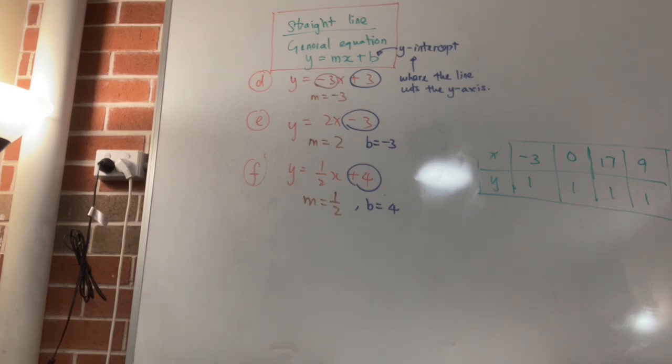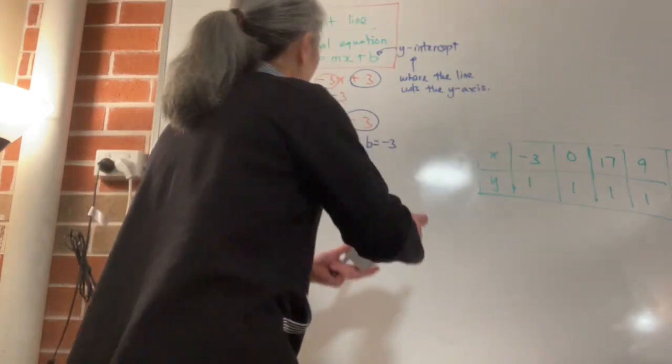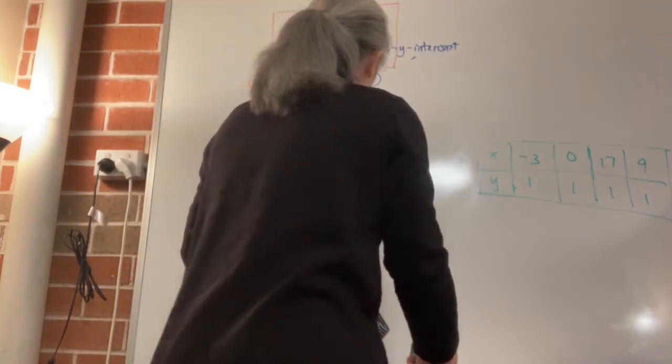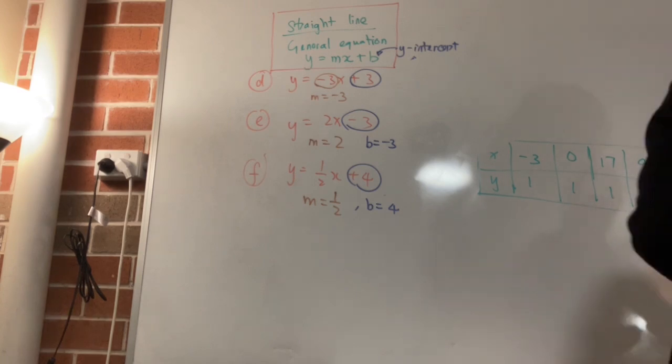So what is your m? The m is always the number in front of the x. Your m, your gradient, equals minus a third, and it cuts the y-axis at 1. You see, the line cuts the y-axis at 1. Yes, b equals 1, that's right. Looking good. Now, I want you to refer to the table. Okay, I do the table for this one.